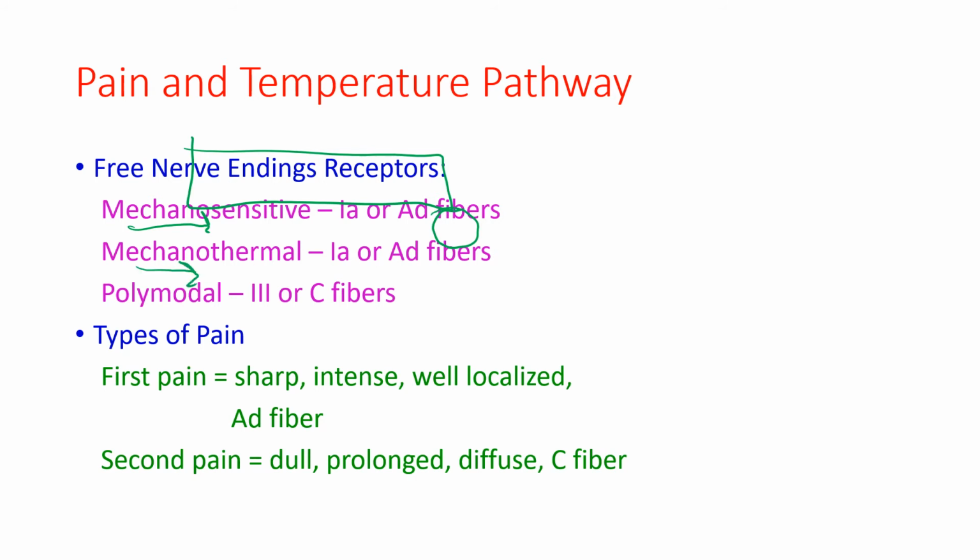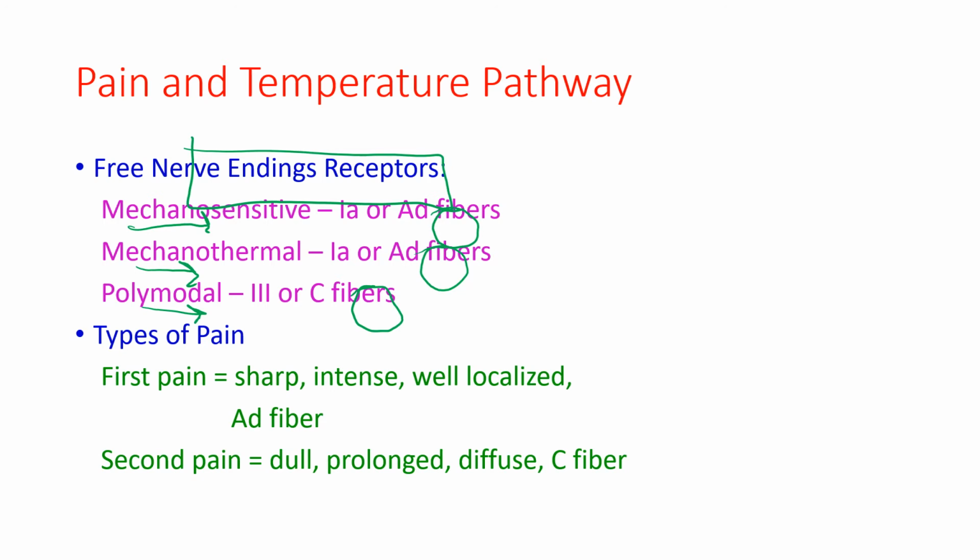Then we're going to have mechanothermal free nerve endings. These also are going to use our very, very fast conducting axons. These are the free nerve endings that respond to temperature. And what has been shown is that these respond best to changes in temperature, not a static state. And then finally, we have polymodal free nerve endings. Polymodal free nerve endings will respond to any sort of pain or temperature stimulus. But the critical factor here is that these are going to use the type 3 axons, which are the lightly myelinated, slow conducting neurons within our central nervous system.